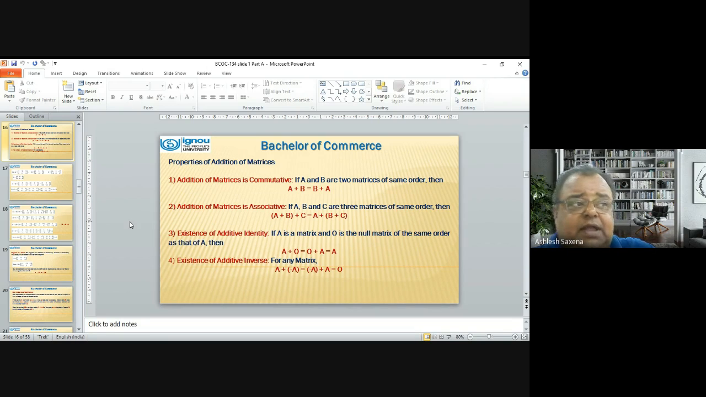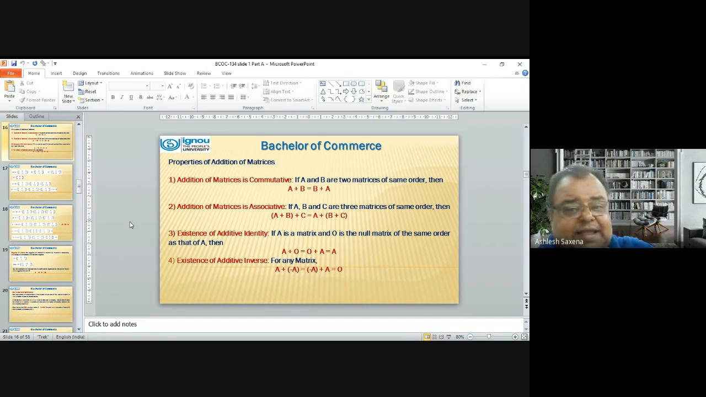That means if we are adding three matrices A, B, and C, suppose you want that A plus B should be added first, then you will be adding with C. And at the other time, you want that B plus C should be added first, and then you will be adding A. In both the cases, your answer will remain the same.